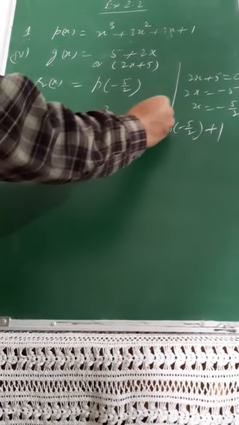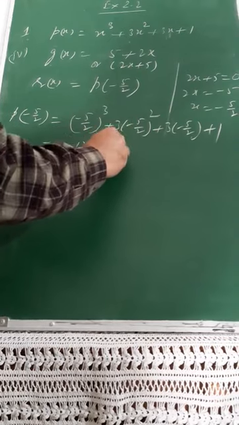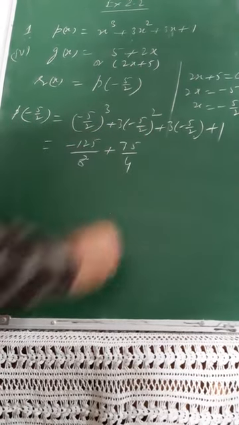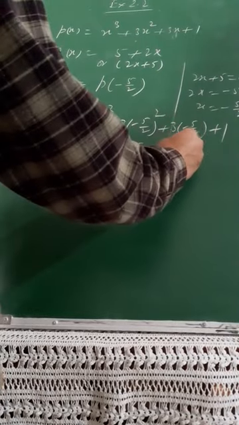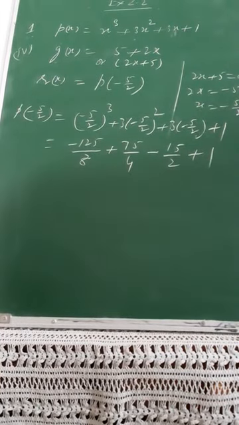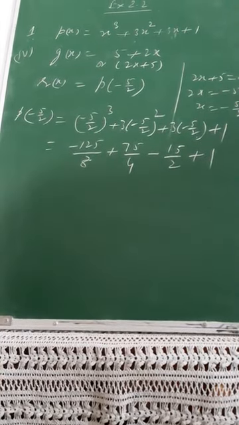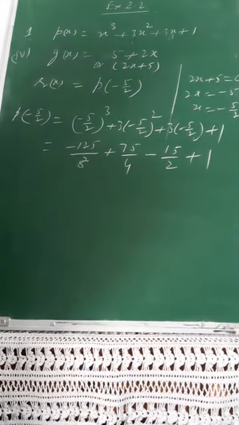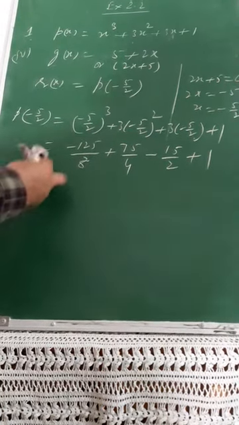Here it is plus, 5 square is 25 into 3. Straight away I am writing 75 upon 4. Then plus into minus is minus. 5 3s are 15 upon 2, and plus 1. Again you can take the LCM, go for the calculation, and please check the answer. So that will be the remainder after doing the calculation. I hope all of you can get that.